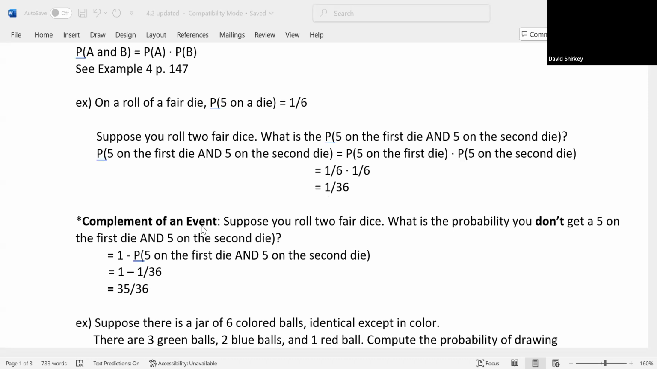This goes back to the idea that I talked about in 4.1 about using complements of an event. Suppose you roll 2 fair dice. What's the probability you don't get a 5 on the first die and a 5 on the second die? That's going to be 1 minus the probability that you do get a 5 on the first die and a 5 on the second die, which is 1 minus 1/36, which is 35/36.